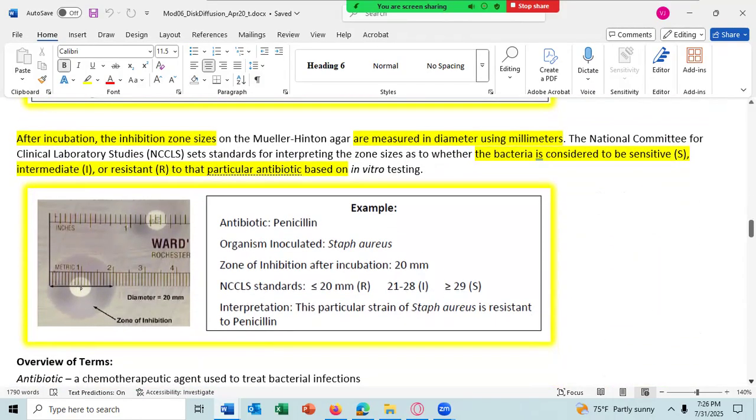After incubation, the inhibition zone sizes are measured in their diameter using millimeters. The NCCLS, standing for the National Committee for Clinical Laboratory Standards, sets a standard for interpreting the zone size to consider whether bacteria is sensitive, intermediate, or resistant to that particular antibiotic.